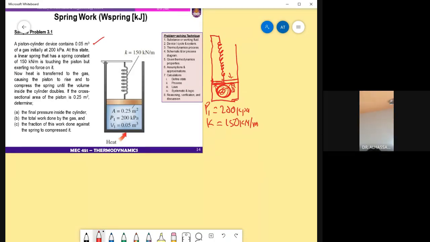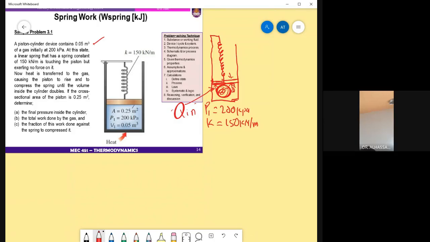You understand? So now heat is transferred to the gas, causing the piston to rise. Whenever you transfer heat, let's say Q, into the piston, what happens to it? The temperature is going to increase. Pressure will be building up. But what we are told is that it causes the piston to rise, and then to compress the spring until the volume inside the cylinder becomes double.